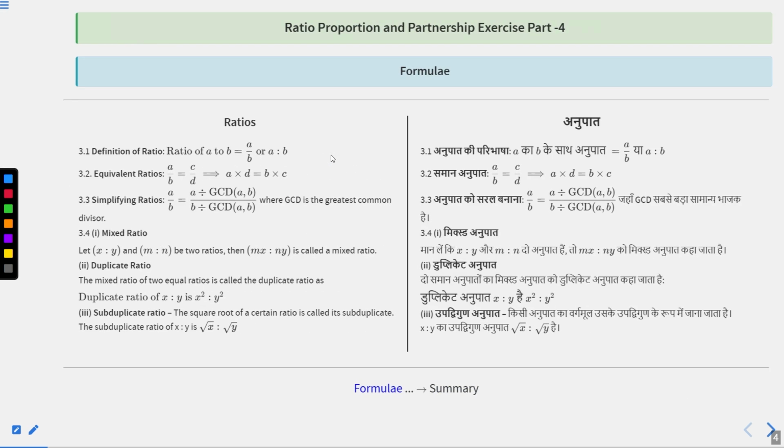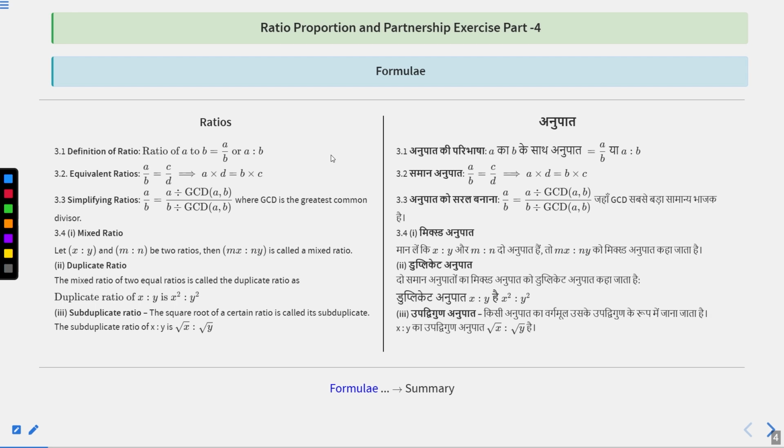Thank you. Now first we see some formulas of ratio, proportion and partnerships. So first will be A to B. How can we represent A to B in ratio form? We can represent it in fraction form or A ratio B. This is the representation of two numbers. When we compare two numbers of the same magnitude, we can write it in the form of A ratio B.